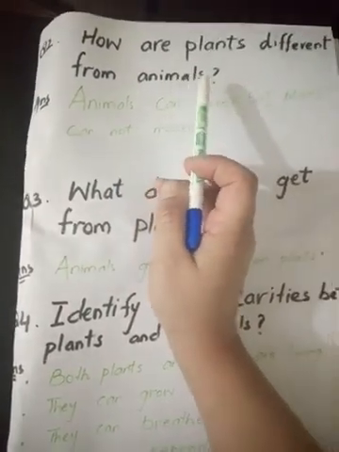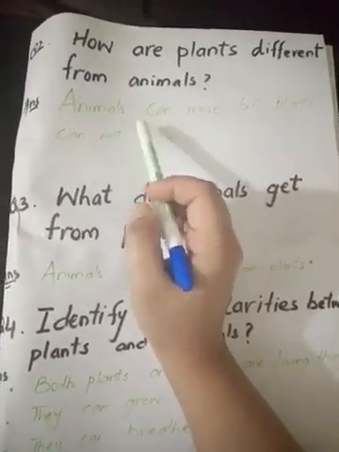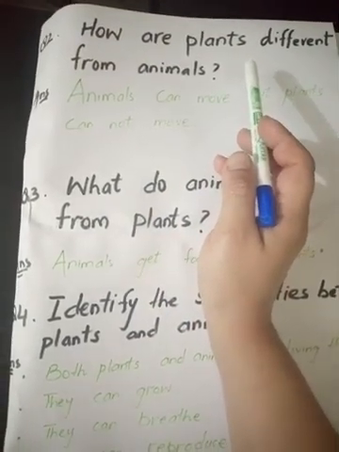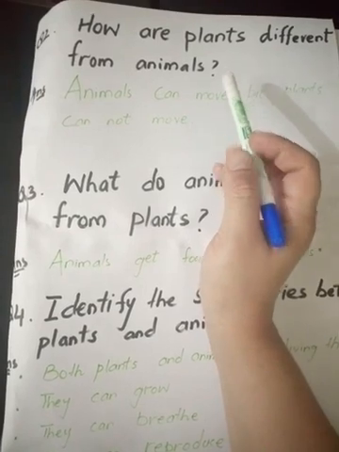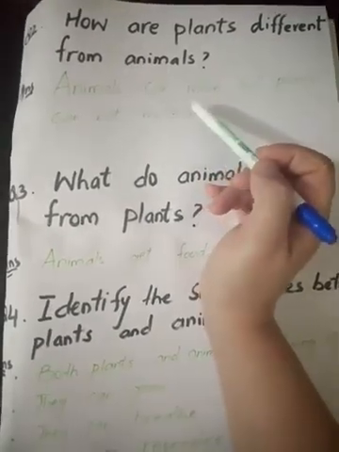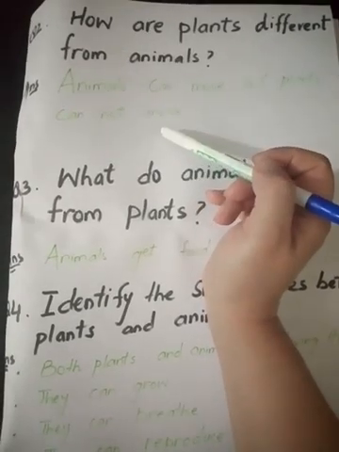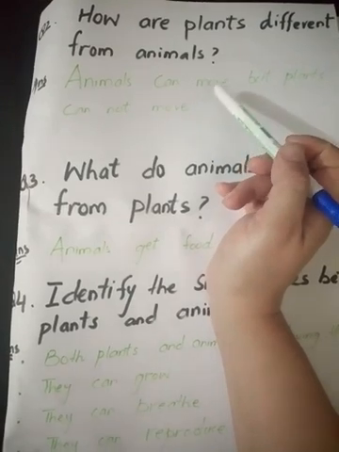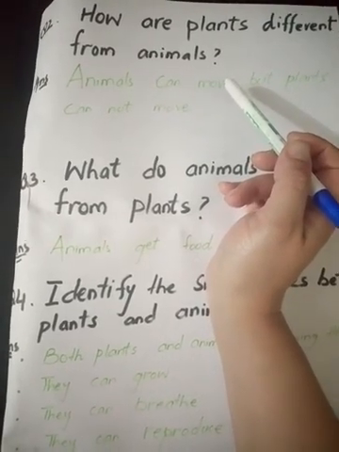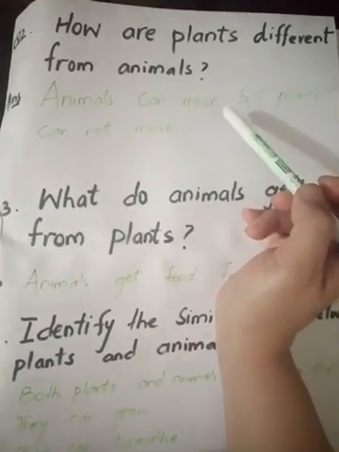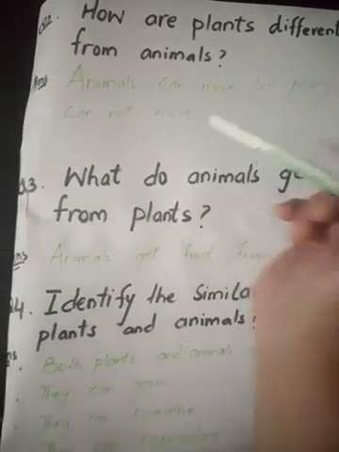Now we have another 3 questions. Question number 2, how are plants different from animals? Plants and animals are different from each other because animals can move but plants cannot move, although they both are living things. So the difference between them is only about their movement. So animals can move but plants cannot move.